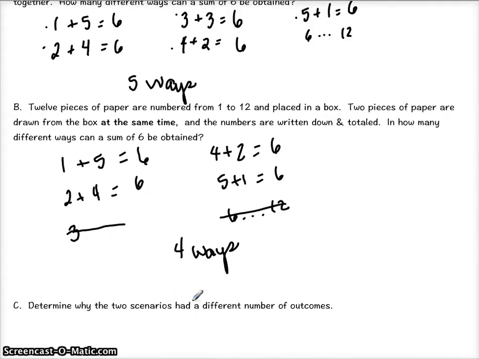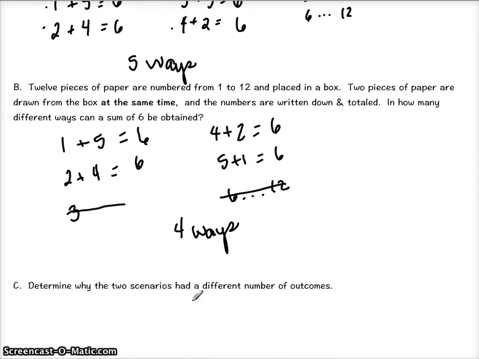What I'd like for you to do in C is determine why the 2 scenarios had a different number of outcomes. Take a moment and jot something down.